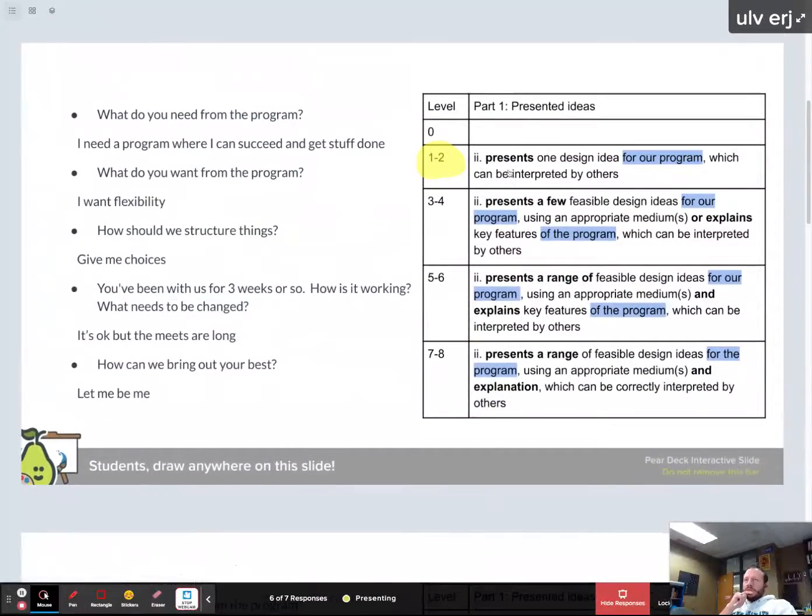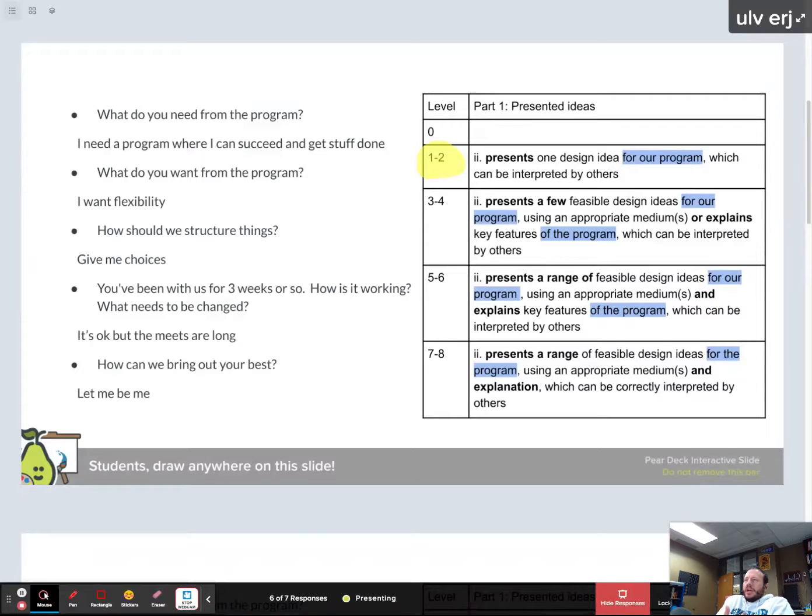presents ideas for a program using appropriate explanation that can be interpreted by others. And so we're just looking at the complexity in which you explain your answers. That's basically this first one. And so I've got answers like, I need a program where I can succeed and get stuff done. I want flexibility. Give me choices. I would say that these do show some ideas for our program. I wouldn't say that it is quite appropriate yet, just because it's very limited.